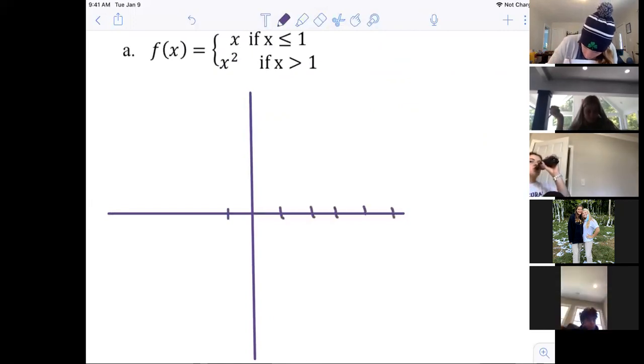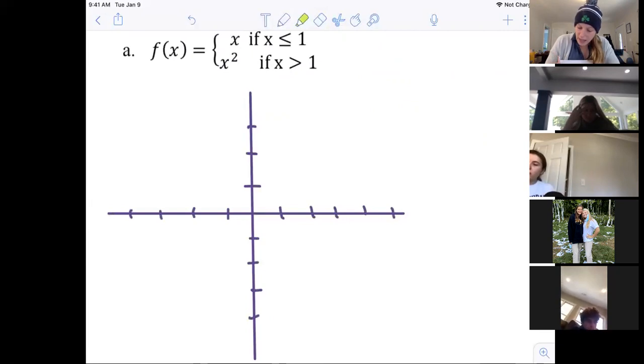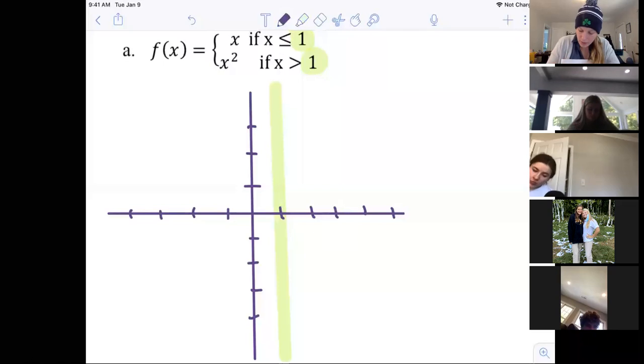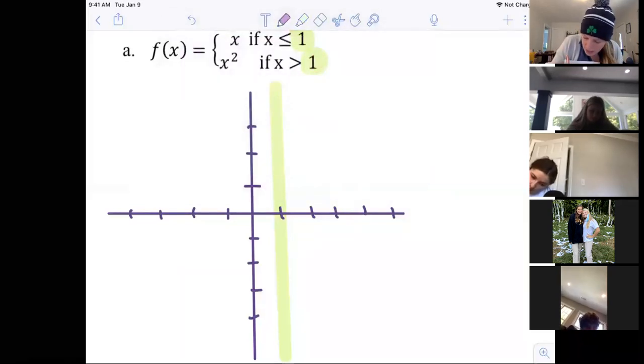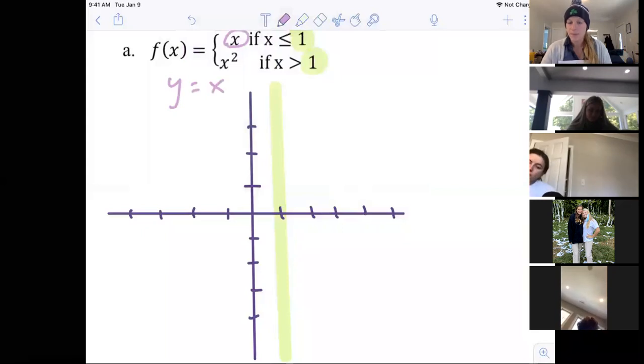Okay, so I'm just going to label some points on here to guide myself. And it looks like everything is happening at 1. So 1 is where things are going to change. I either want something less than or equal to 1, or I want something greater than 1. So I'm going to work on the less than or equal to 1. And so it says that y equals x when we are less than or equal to 1.